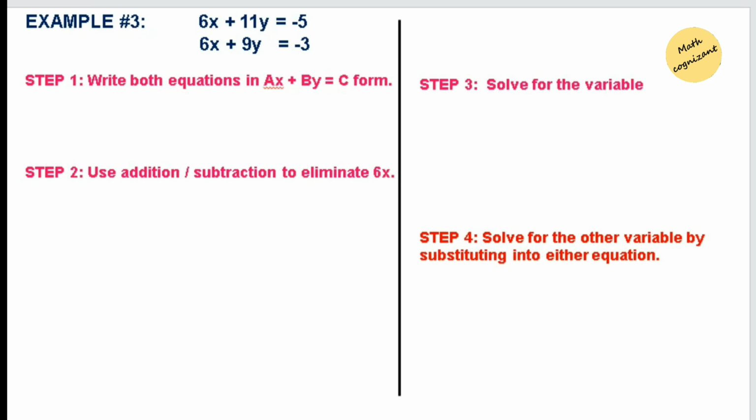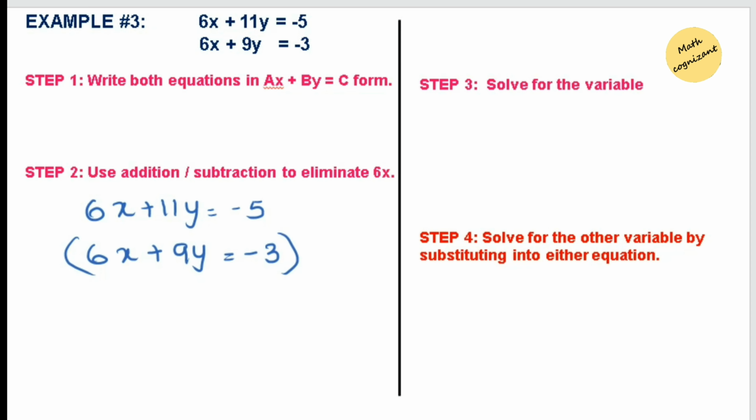Let's see the next example. That is example number 3. This is already in a standard form. So let's proceed to step number 2. We need to do either addition or subtraction. Eliminate variable x. We can see x has the same coefficient with the same sign. So we need to multiply any one of the equations by negative 1. Let's multiply the second equation.